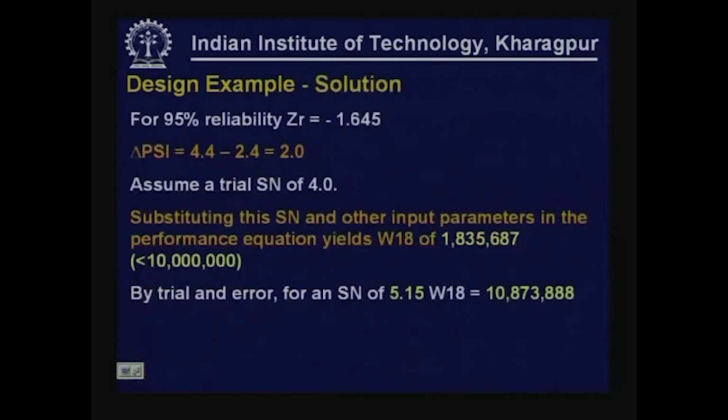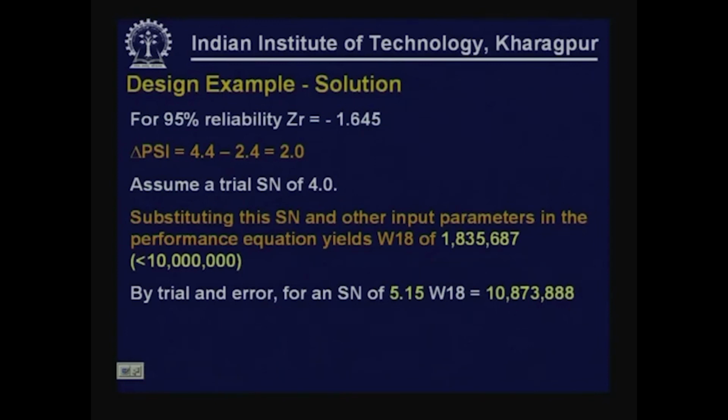For 95% reliability, ZR value is minus 1.645. Delta PSI is 4.4 minus 2.4, that is 2. Assuming a trial structural number of 4, substituting this in the performance equation, W18 on the left hand side works out to be about 1 million, which is much less than 10 million.